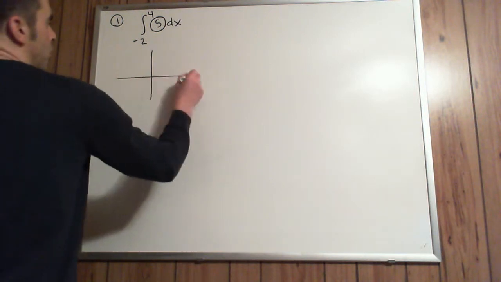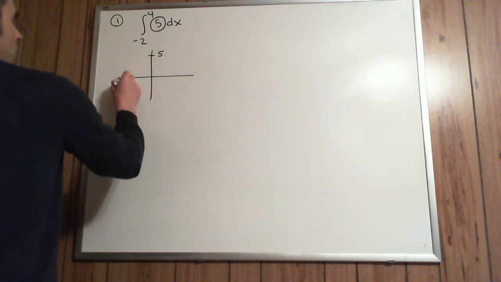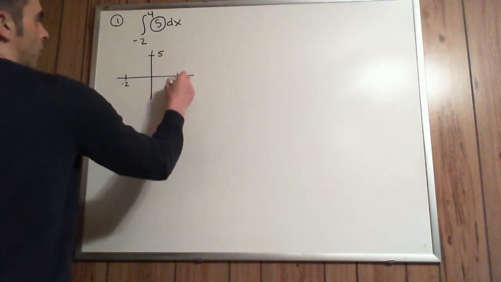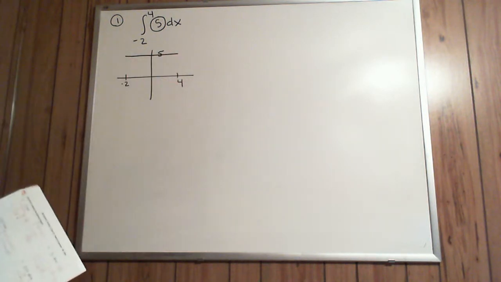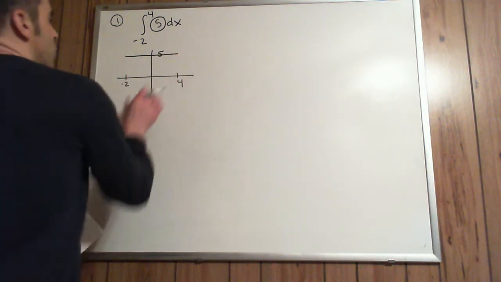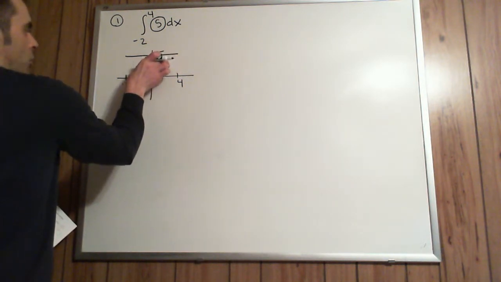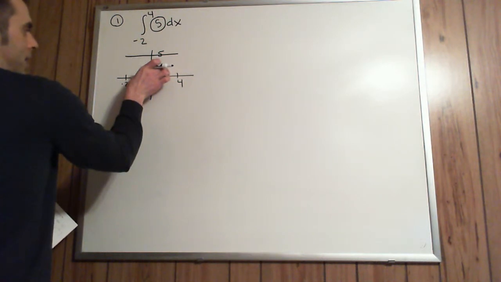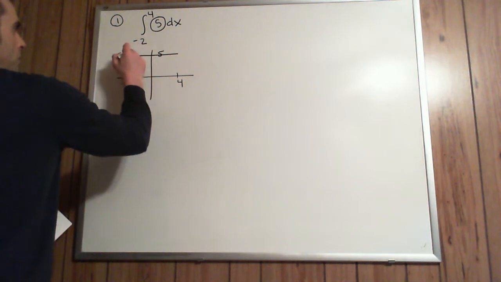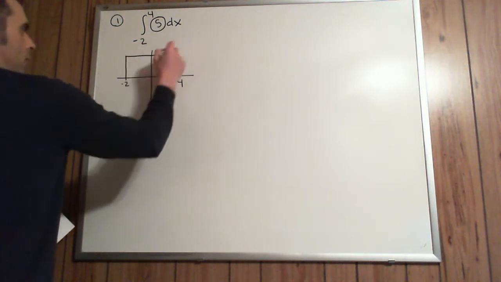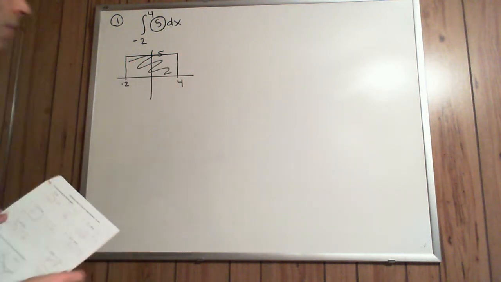Well, it's a constant function, that is y equals 5, so you're up 5 on the y-axis from -2 to 4 for x. So this is the function y equals 5 from -2 to 4. So now it's bounded. This area underneath this function is always bounded by the x-axis. So the area underneath the function bounded by the x-axis from -2 to 4 is here. So that's the area I'm to find.